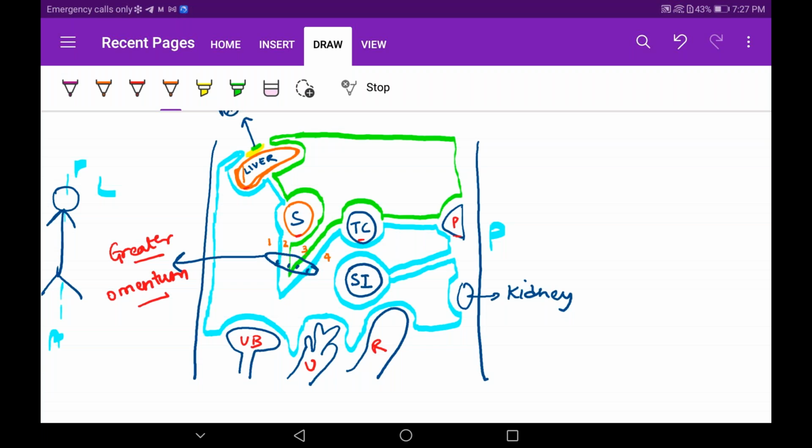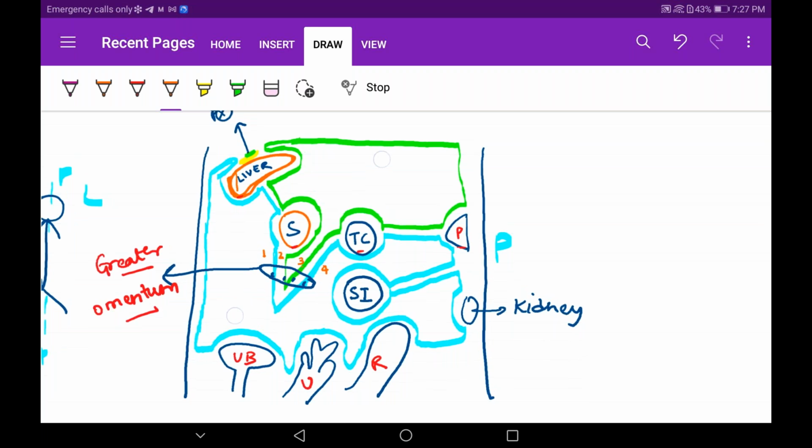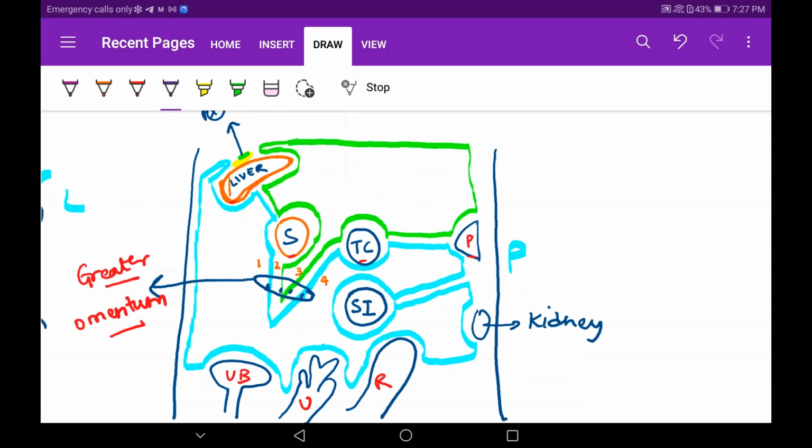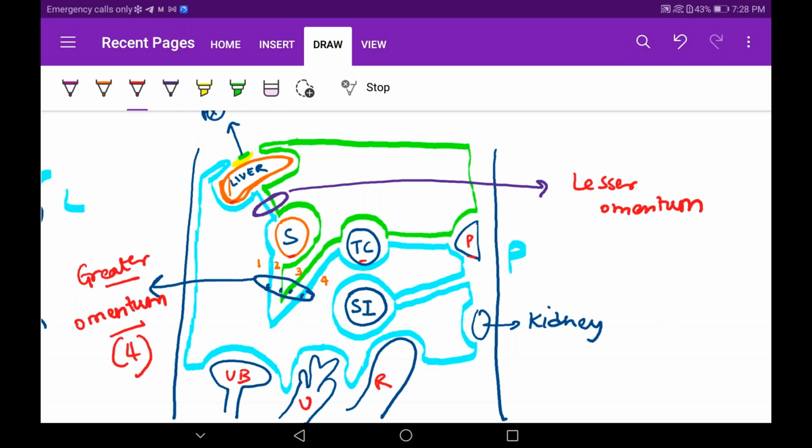Now, what is the opposite of greater omentum, my friends? Lesser omentum. So now, lesser omentum, where should I put it? Focus over here. Be with me. Just above the stomach, look, from the stomach to the liver, you see 2 layers. These are the 2 layers I'm talking about. Yes, we will give this the name lesser omentum. Now tell me, greater omentum has how many layers? 4 layers. Lesser omentum has how many layers? 2 layers.